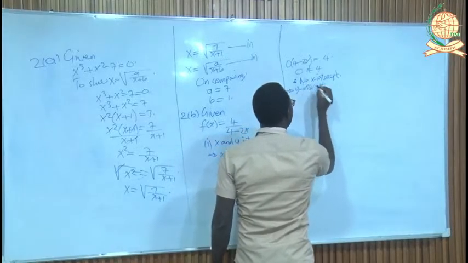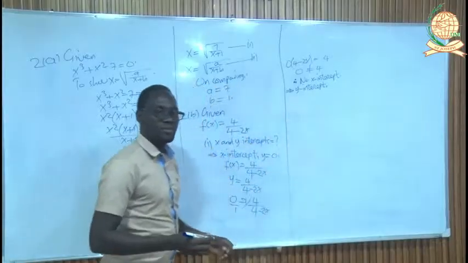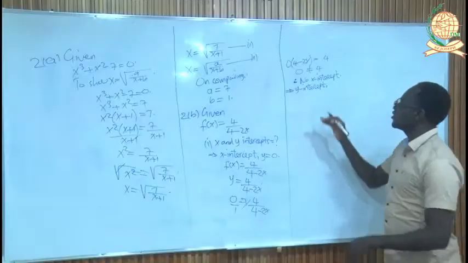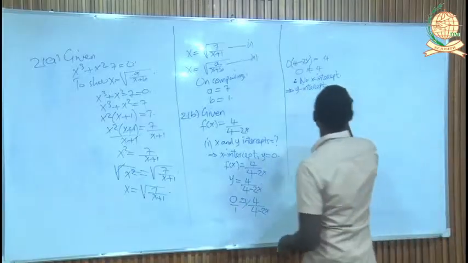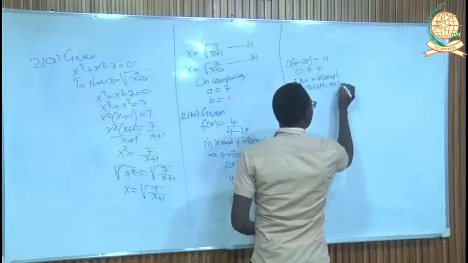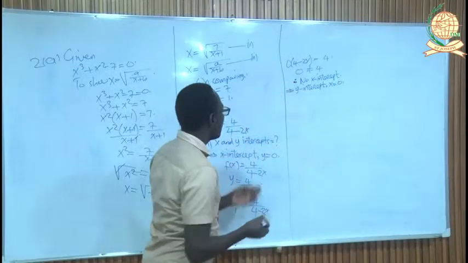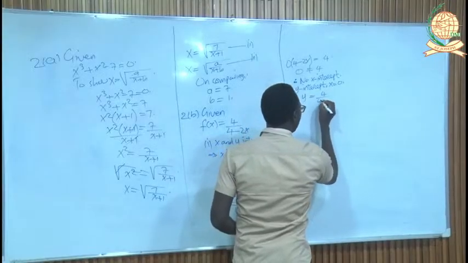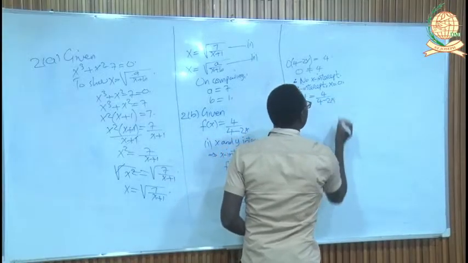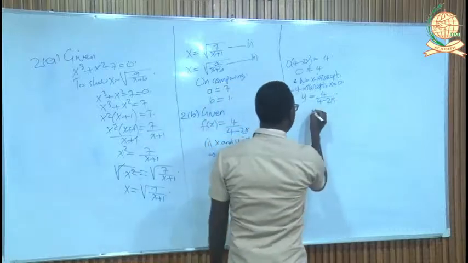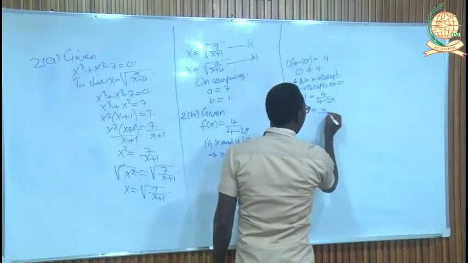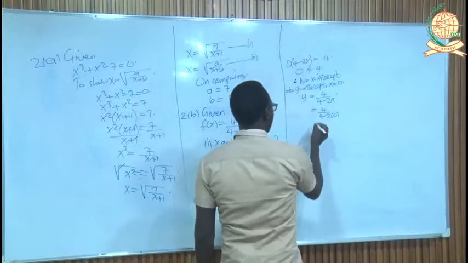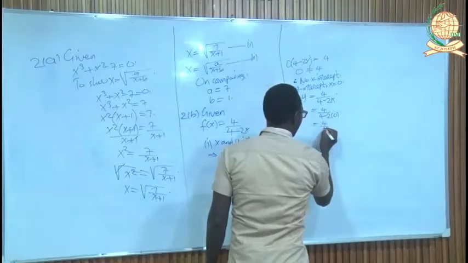Y-intercept is the value of y when x is equal to 0. So to get the y-intercept, x should be 0. Now from the function, y equals 4 over 4 minus 2x, put x equal to 0. This will be equal to 4 over 4 minus 2 times 0, which is 4 over 4, equal to 1.